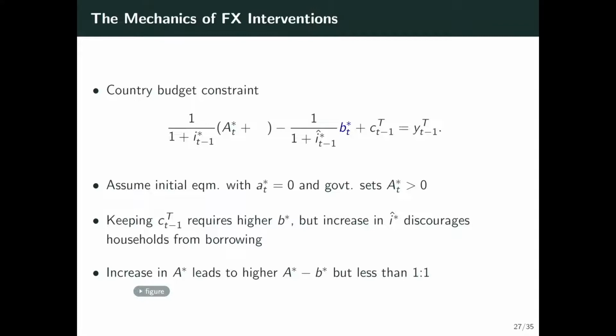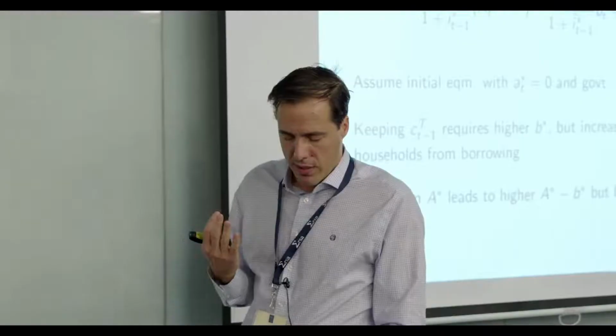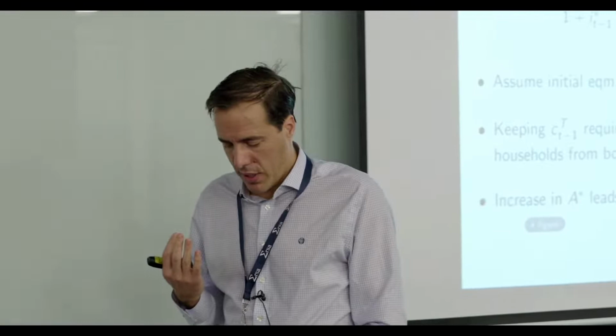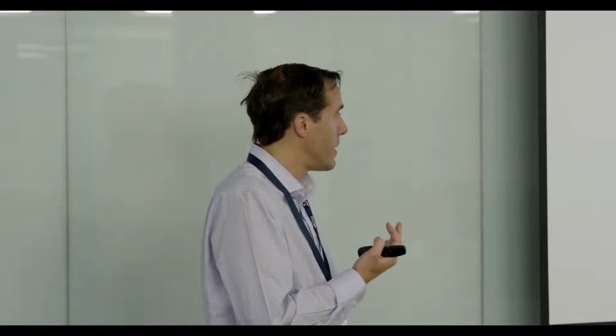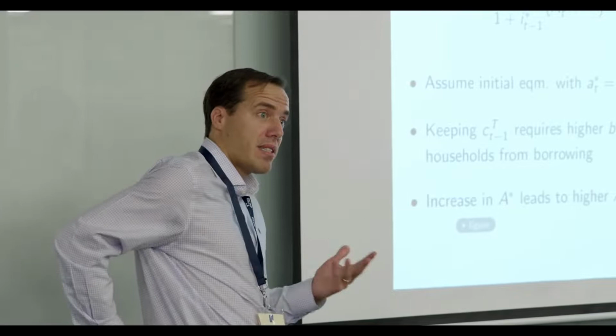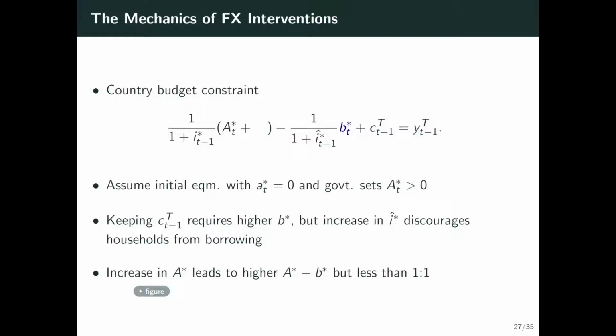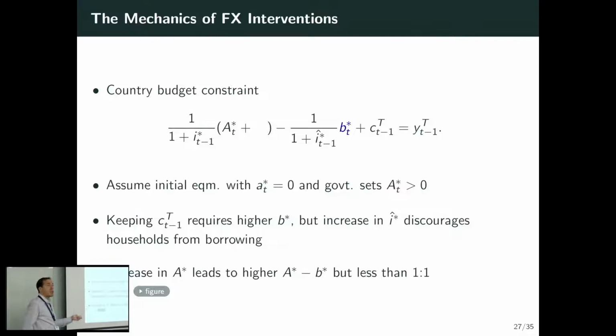So if a household wants to offset that decreasing consumption, it's going to have to borrow more from the intermediaries. But as everybody tries to borrow more to offset the foreign reserve accumulation, the interest rate at which households borrow is going to go up. And that's going to discourage households from borrowing and fully offsetting what the central bank is doing.